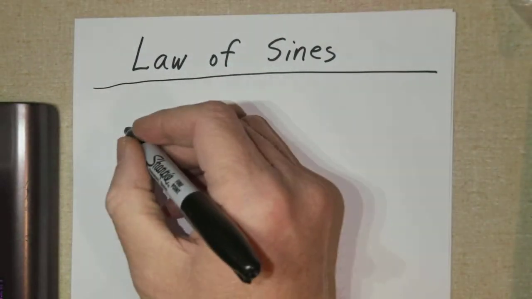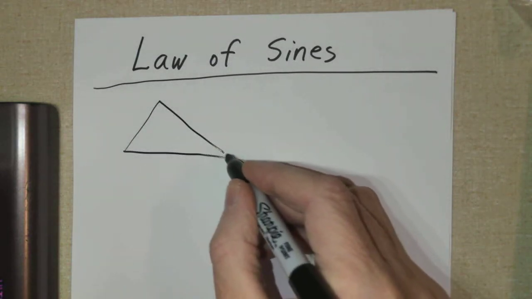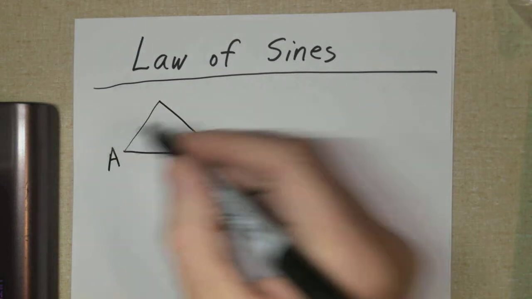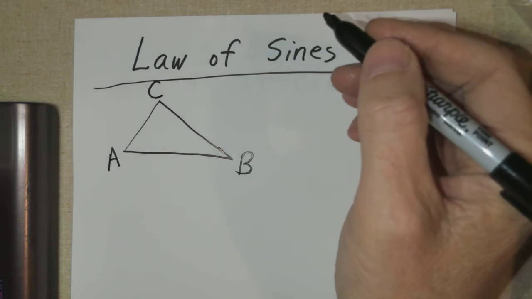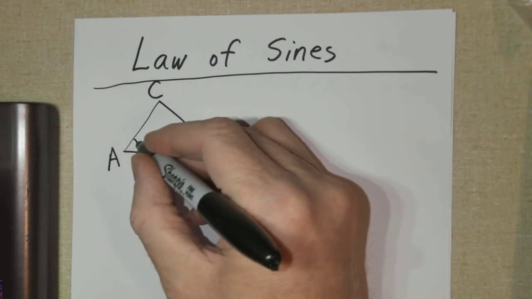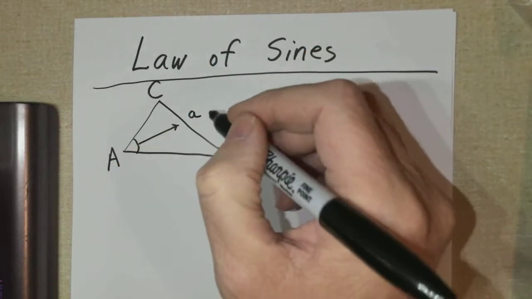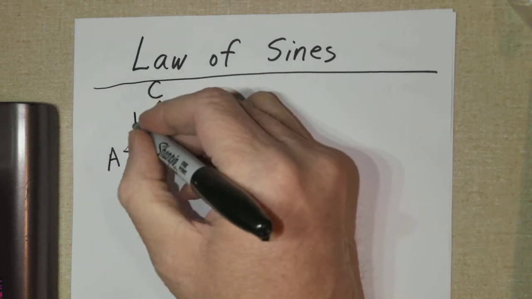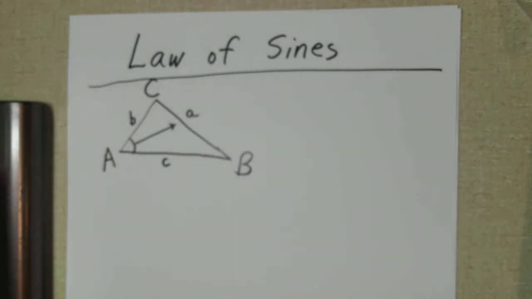The law of sines deals with triangles, and let me just draw some nondescript triangle here. I'm going to label the angles with A, B, and C, using capital letters to label the angles. And I'm going to label the sides. The side that is opposite angle A, I'm going to use a lowercase a. I want that to correspond that way. The side that's opposite angle B, I want to use a lowercase b. And the side that's opposite angle C, I'm going to use a lowercase c.